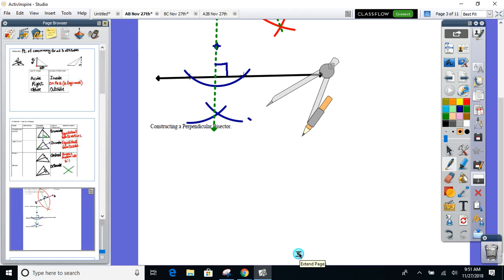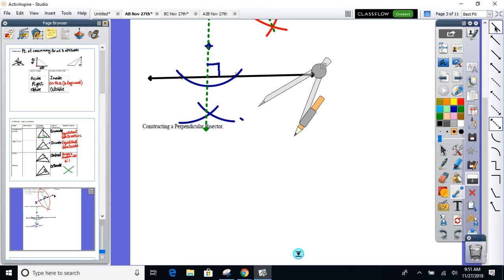Any issues so far? Where might I want to use this construction where they give me perpendicular lines? Altitudes. Keep building. Altitudes lead to what? Orthocenter. Yeah, so I may need this construction for altitudes or orthocenter.